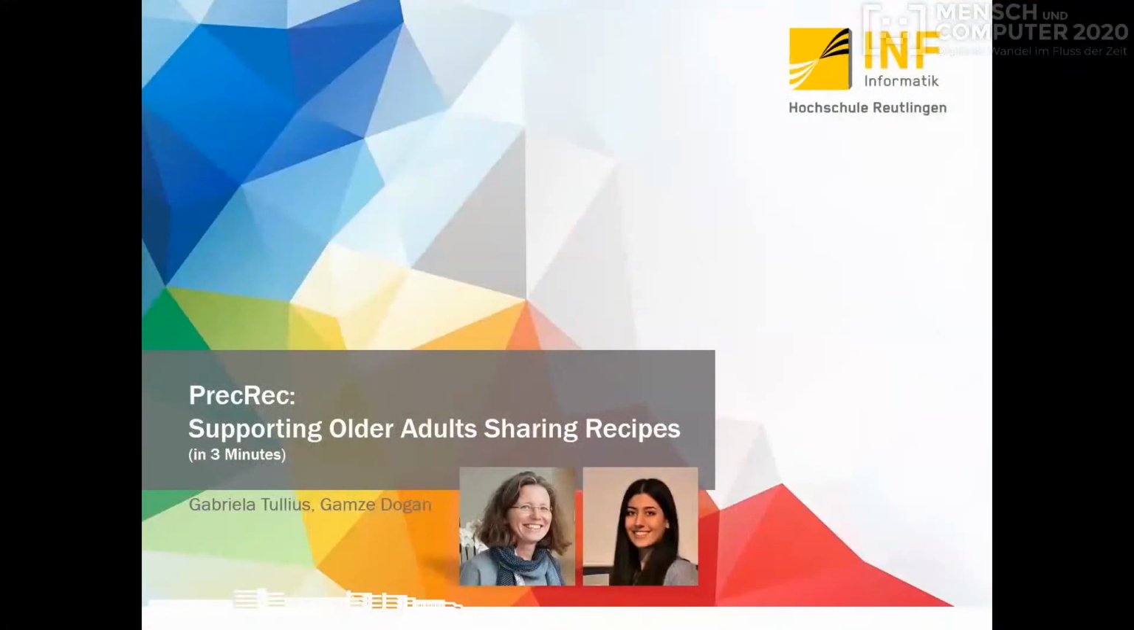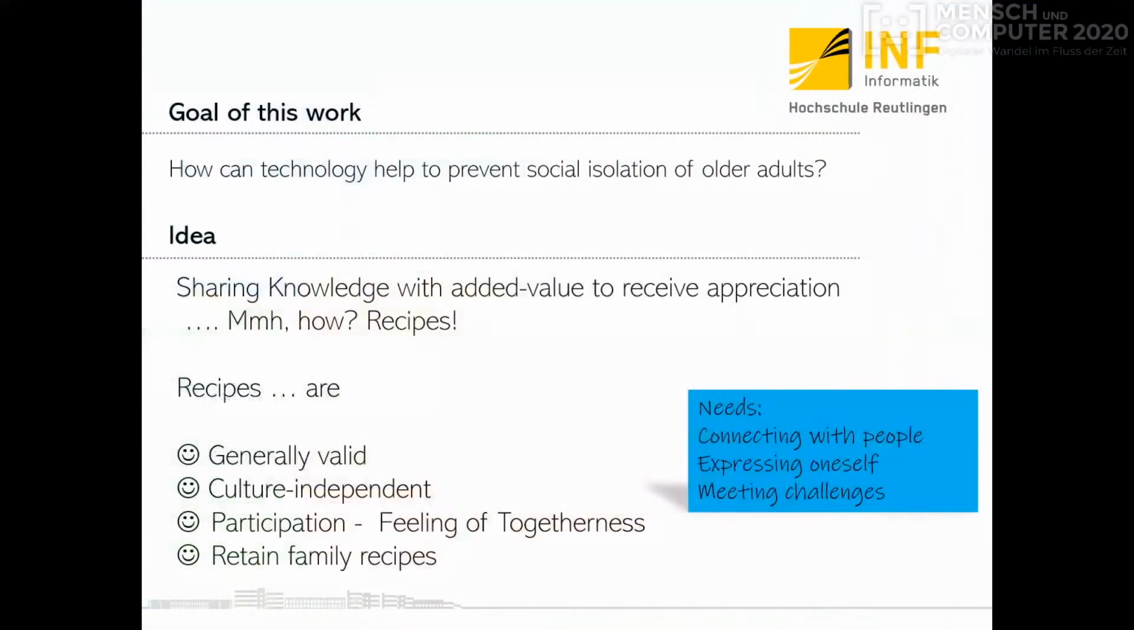Due to decreased mobility or families living apart, older adults are especially vulnerable to the issue of social isolation. With PregReg, we propose a cooking recipe exchange application to make older adults feel precious and valued. Our development follows the human-centered design process. From a general point of view, the user's goal is to receive appreciation.